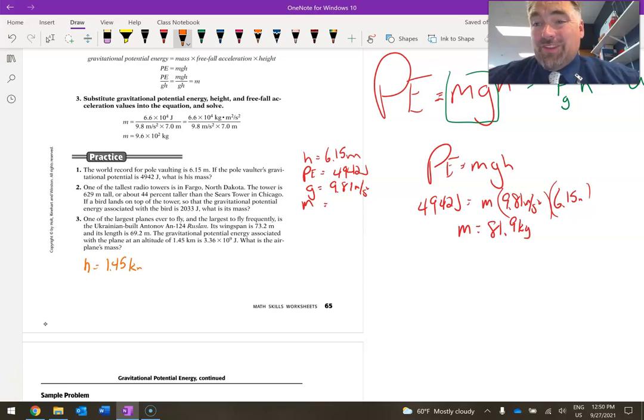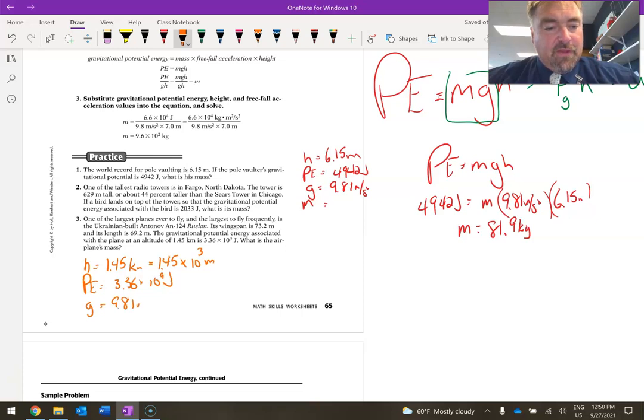Now, remember, we live in an MKS world, so meters, kilograms, and seconds. So immediately, I'm going to change this from 1.45 kilometers to 1.45 times 10 to the third meters, and get that right into meters right now. It also tells me the potential energy is equal to 3.36 times 10 to the ninth joules. And we know also the acceleration of gravity, 9.81 meters per second squared, and we're looking for the mass.